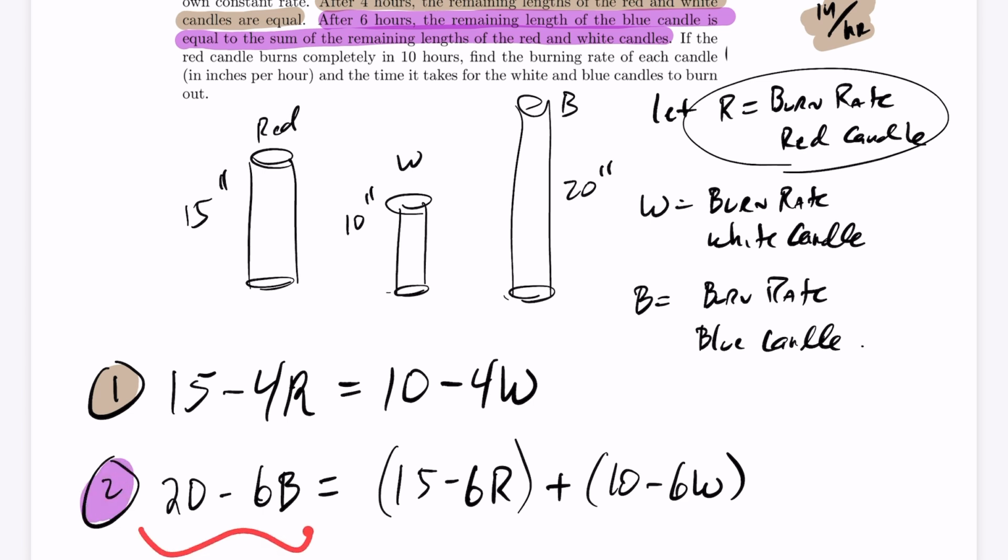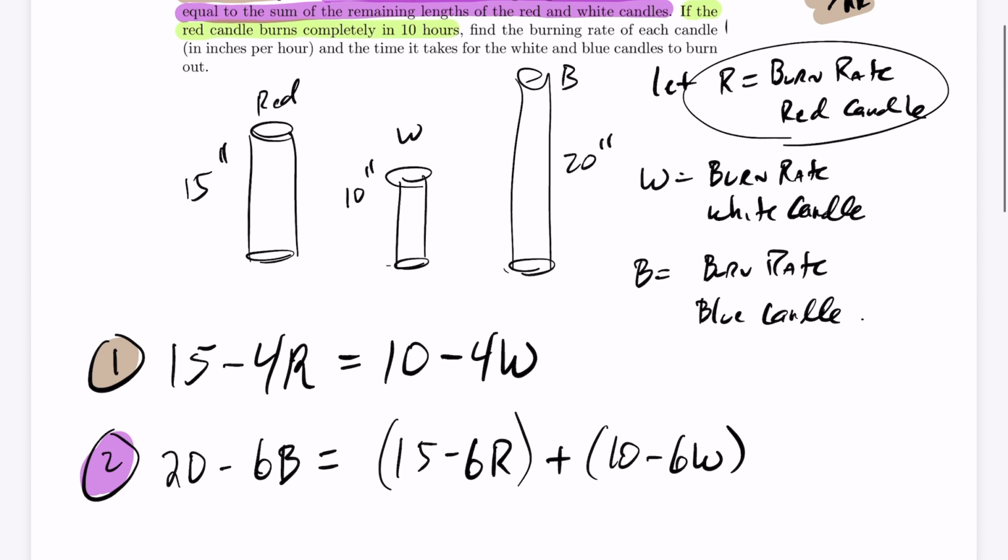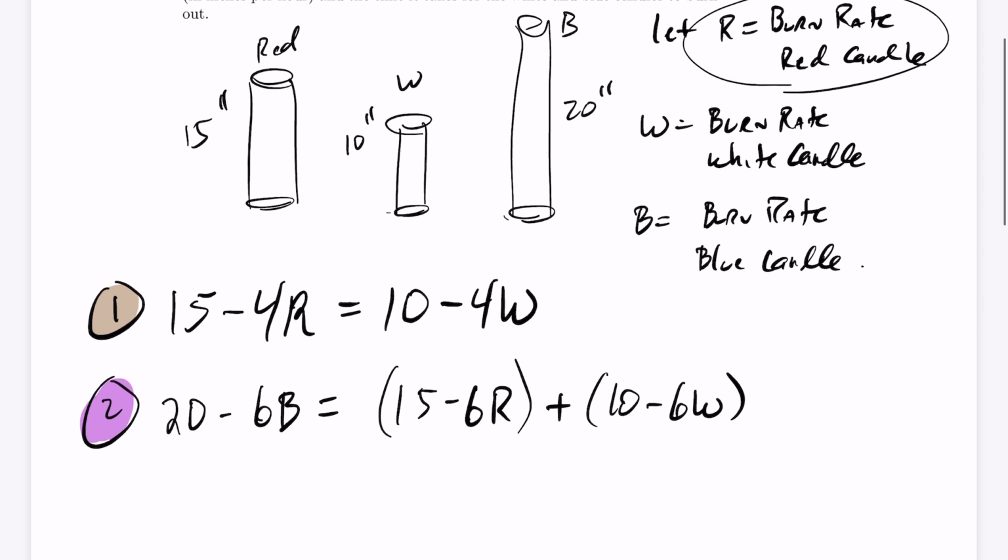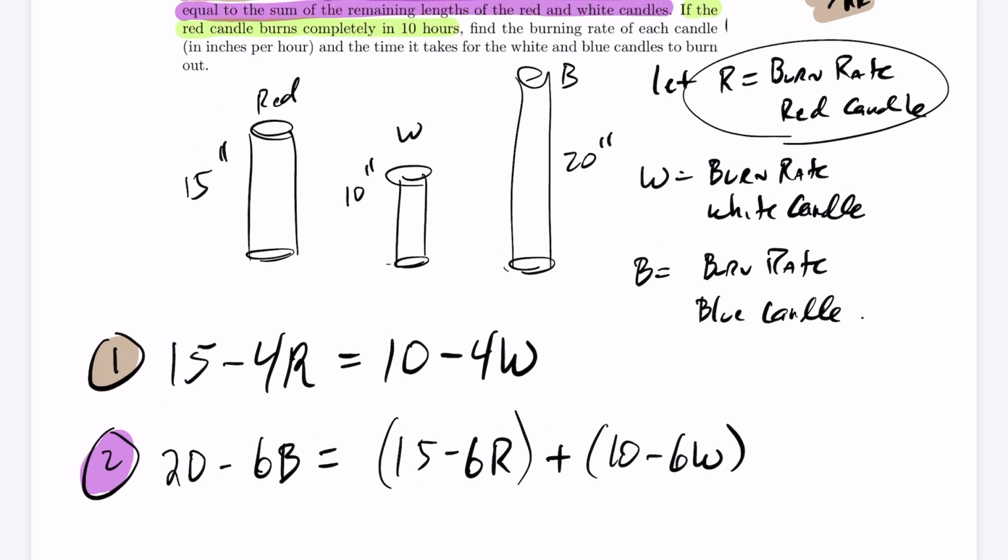The length of the blue candle after 6 hours is the sum of the lengths of the red and white candle after 6 hours. And taking a look here at the last sentence, if the red candle burns completely in 10 hours, find the burn rates and the time for each candle to burn. So they tell me in the neon question, what I've highlighted, the red candle burns in 10 hours.